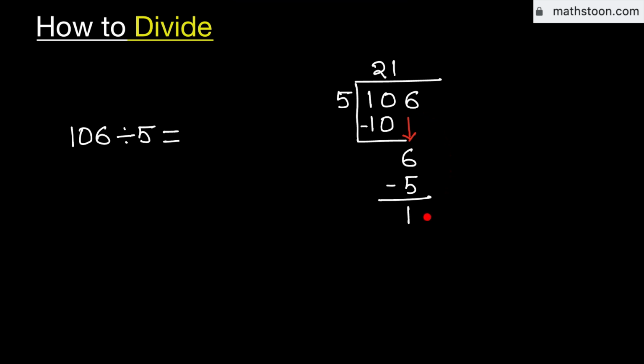As we have no number to bring down here, in this case we will borrow 10, and for that we need to put a decimal here. And we know that 5 times 2 is equal to 10. Subtract, we get 0. As we get the number 0, so we will stop. Therefore, 106 divided by 5 is equal to 21.2. And this is our final answer.